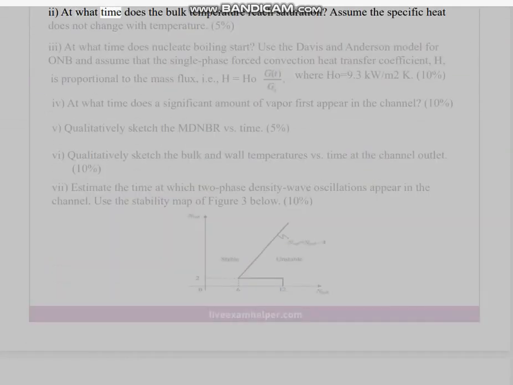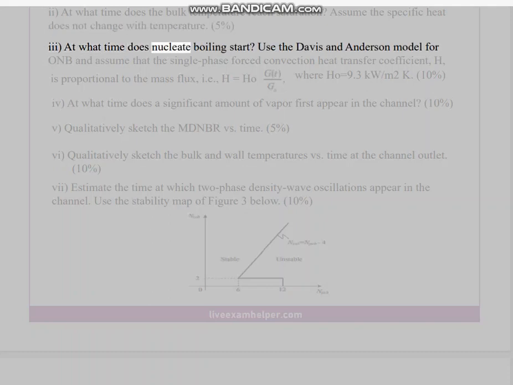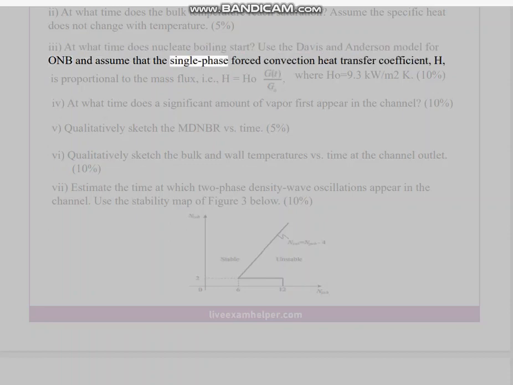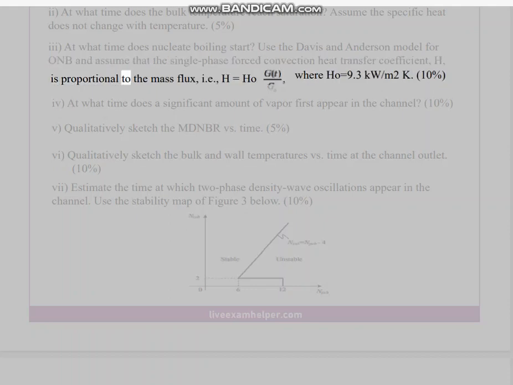2. At what time does the bulk temperature reach saturation? Assume the specific heat does not change with temperature. 5%. 3. At what time does nucleate boiling start? Use the Davis and Anderson model for ONB and assume that the single-phase forced convection heat transfer coefficient, h, is proportional to the mass flux, i.e., h equals h_0 G/G_0, where h_0 equals 9.3 kW/m2K. 10%.